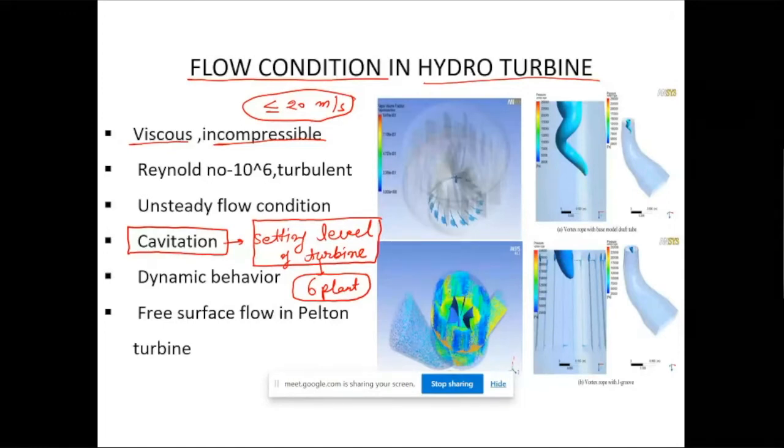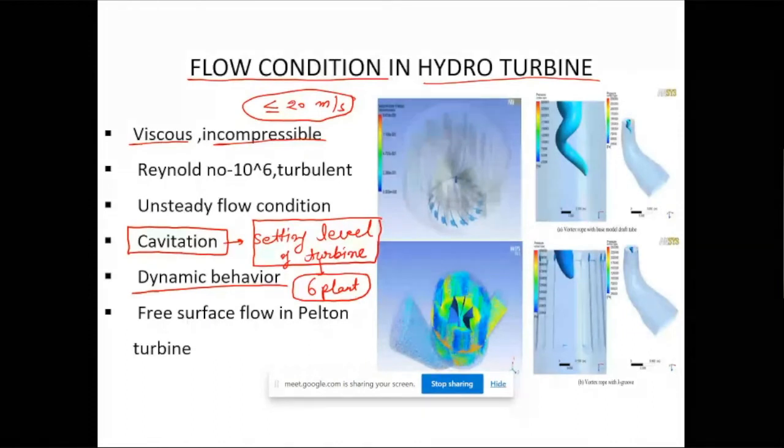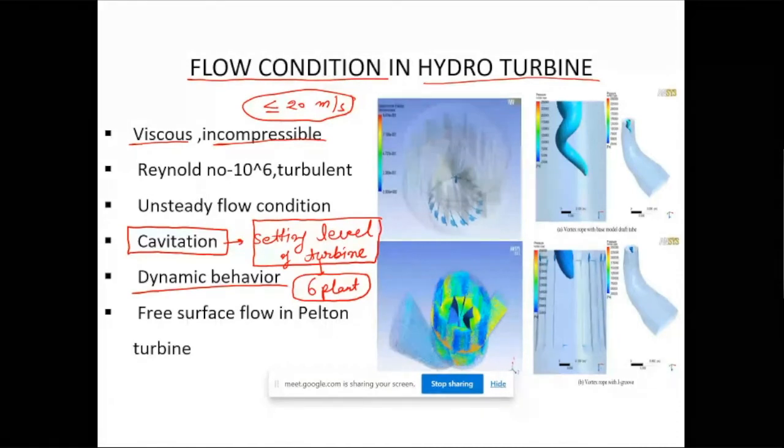Also, we can see the dynamic behavior. Dynamic behavior means, suppose flow is there, then that flow is transient in nature. So it is basically the stresses on the wall of the component. Component-wise, we have four components: casing, runner, distributor block, which includes the guide vanes and stay vanes, and the last part is the draft tube. So we can see what kind of stresses are there at different points in each component.